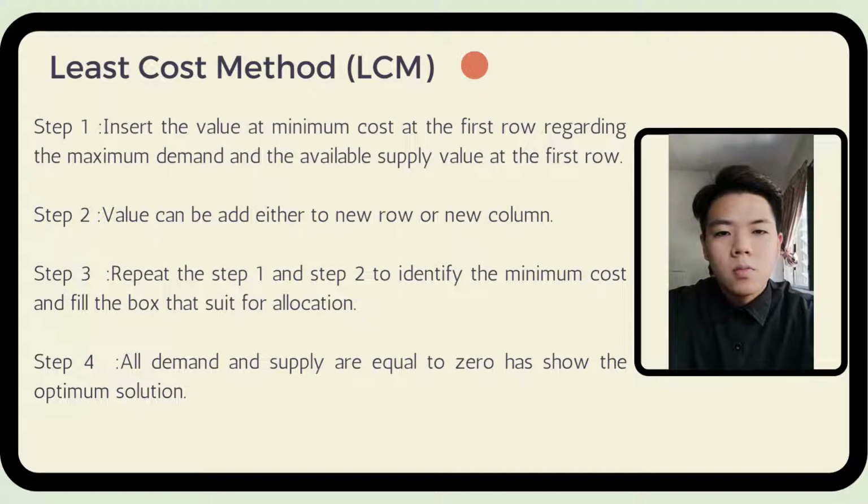Step 3: repeat Step 1 and Step 2 to identify the minimum cost and the box that is suitable for allocation. Step 4 is the final step: when all the demand and the supply are equal to 0, this shows the optimum solution.